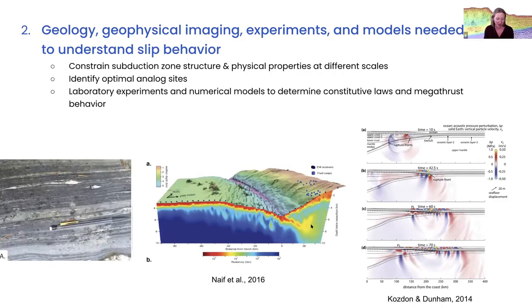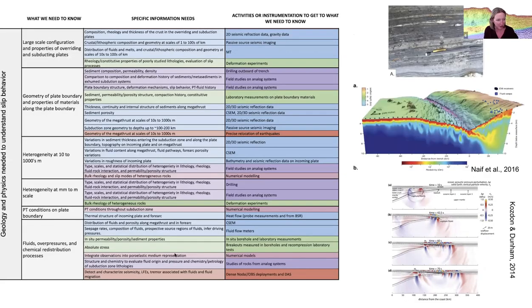And so this involves characterizing subduction zone configuration and properties at a huge range of scales, from the detailed geologic scale of materials and their properties along the plate boundary to the broader scale configuration of the subduction zone. And for this component, we feel that we need highly integrated and diverse observations from geology and geophysical imaging and experiments and numerical models to help tie all of those things together. And so the second part of our traceability matrix here is detailing those.